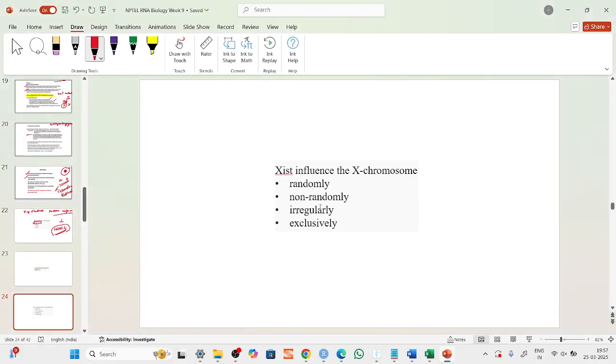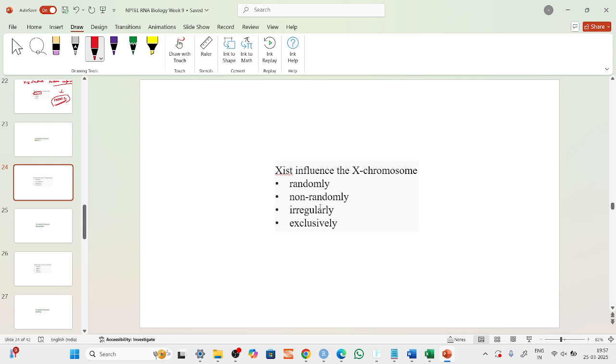So, does XIST influence the X chromosome randomly, non-randomly, irregularly, or exclusively? What is the correct answer? XIST influences the X chromosome exclusively. How does it influence it exclusively? Because there is one X chromosome and another X chromosome, and basically XIST chooses which particular X chromosome has to be inactivated.